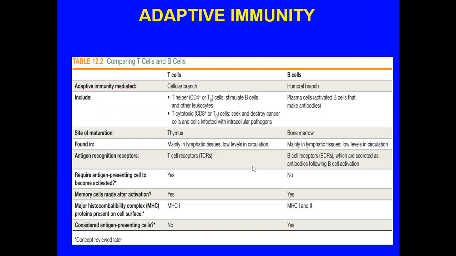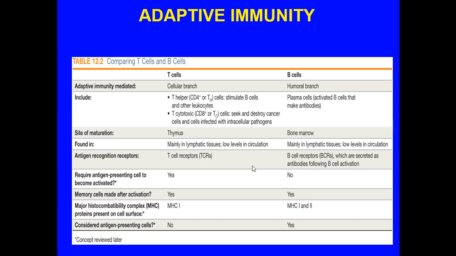Now, this table is a good kind of overview. What you have to understand is this. You don't have to memorize all of it. Use it as a review, okay? Where you're going to find the T cells and the B cells, basically it's comparison and contrast. What do they do? What antigen recognition receptors do they have?